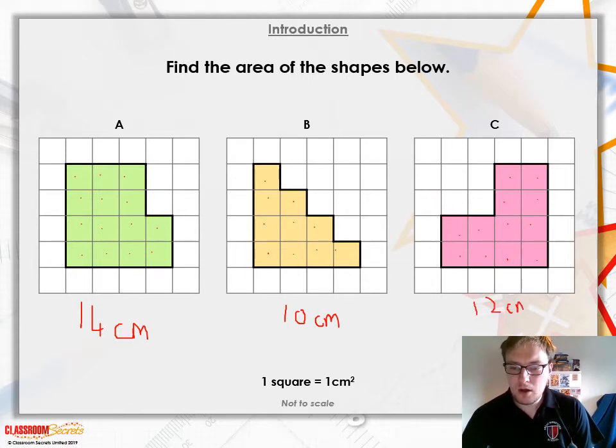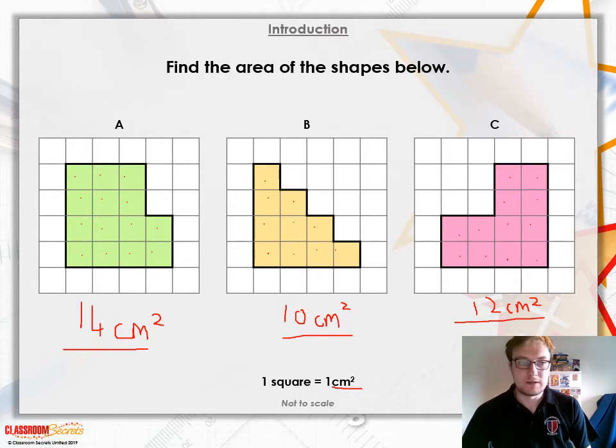Now, I'm kind of hoping from shape A you were shouting at your computer screen, tell me, Mr. Romano, you have forgotten something. Because down here, when we work with area, it's actually in centimetre squared. So I should have a little 2 on each of my answers here. Now that is very, very important. You need to remember that when we're writing out area. So each of these shapes have an area of 14 centimetres squared here, 10 centimetres squared, and 12 centimetres squared.